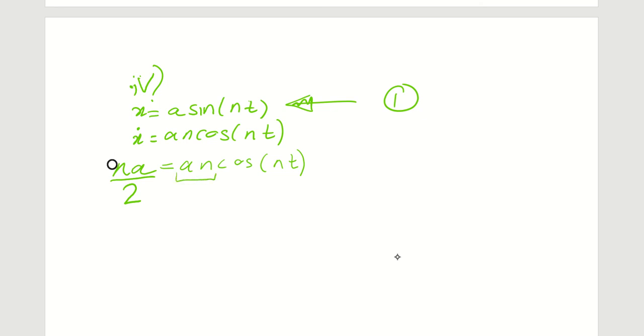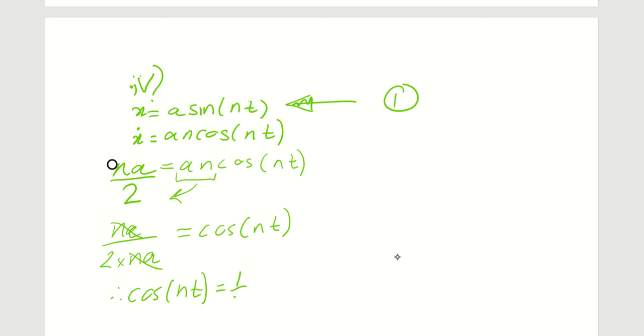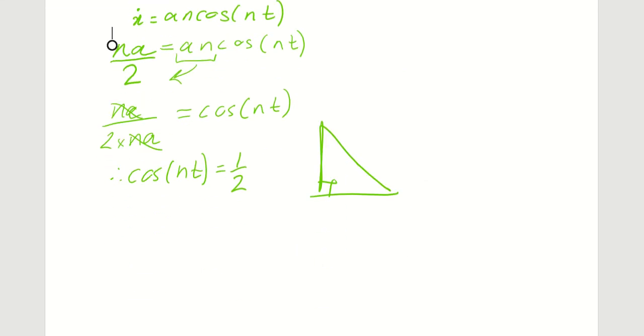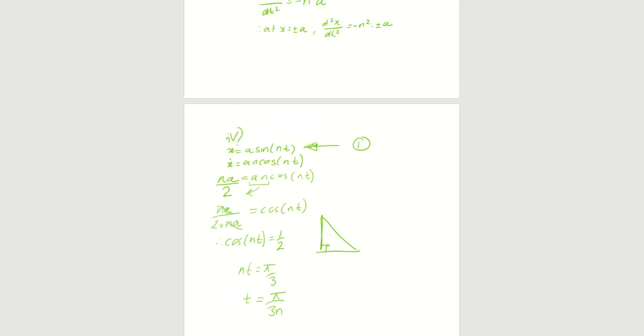Straight away, I'm going to divide by na over here. If I write out the whole thing, my na's are going to cancel, and I'm going to be left with just 1 on 2. So therefore cos of nt equals a half. Now solving this, thinking about our triangles, I'm going to get that nt equals pi on 3. Solving again for t, t equals pi on 3n. And there's my solution. Tough question.